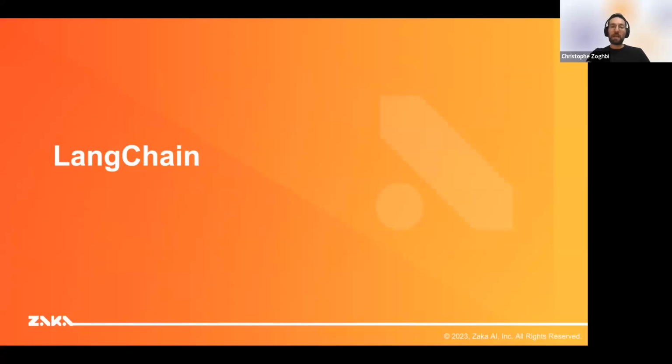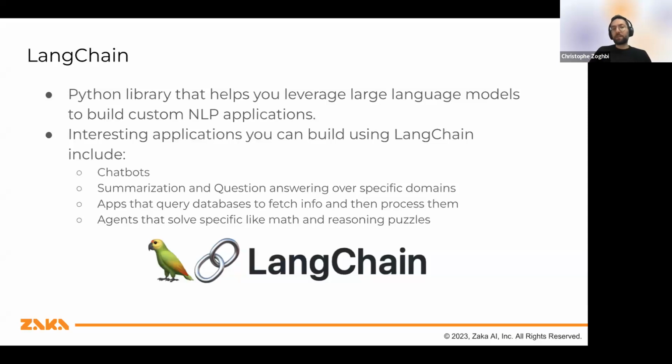Now, before we jump into the hands-on, I want to cover LangChain because LangChain is a very useful library or framework that's going to allow us to build these conversational agents or apps. LangChain is a Python library that really helps you leverage LLMs to build custom NLP applications. You can build chatbots, summarization and question answering systems, apps that query databases to fetch information and process it, and agents that solve specific math or reasoning puzzles. So it's really a diverse framework. Today, we're going to use it to build a chatbot, but of course, you can build much more than that. It allows you to chain different steps, different tasks, and different LLMs together as well.